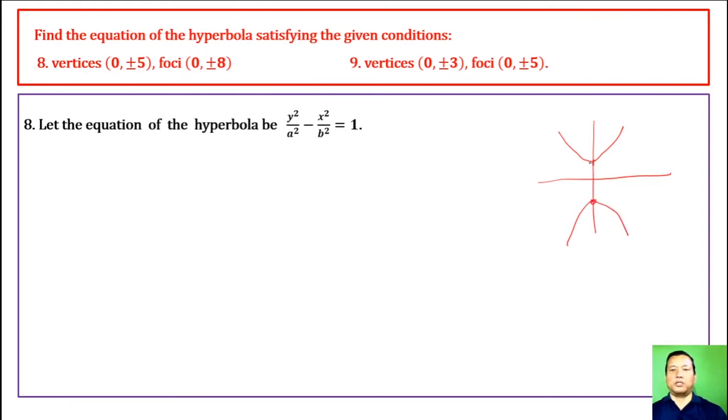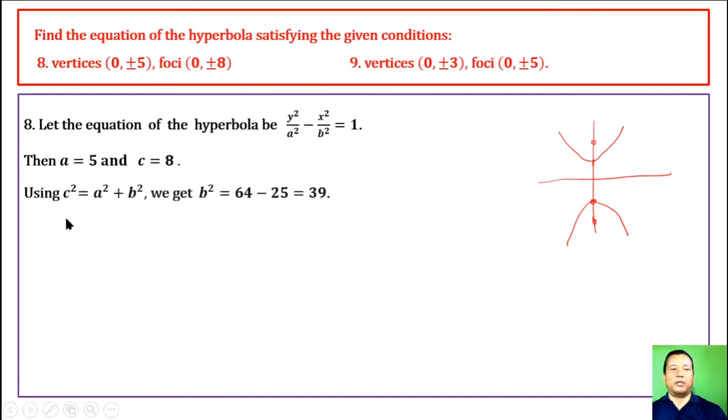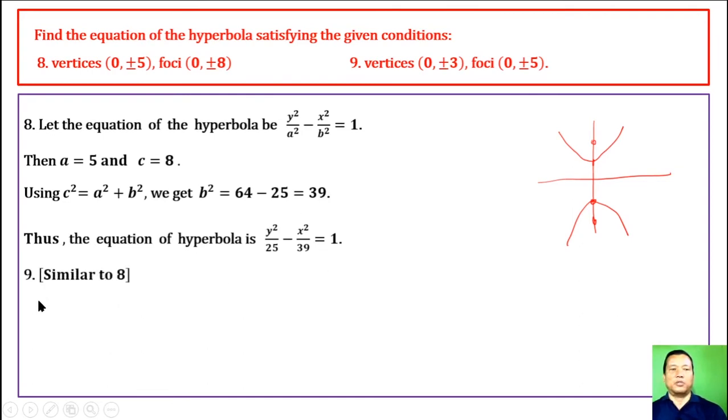This is vertex, this is foci. Then comparing this with the given values, we get a equal to 5 and c equal to 8. Using c square equal to a square plus b square, we get b square equal to 64 minus 25, that is 39. Thus, the equation of the hyperbola is y square by 25 minus x square by 39 equal to 1. Question number 9, similar to question number 8.